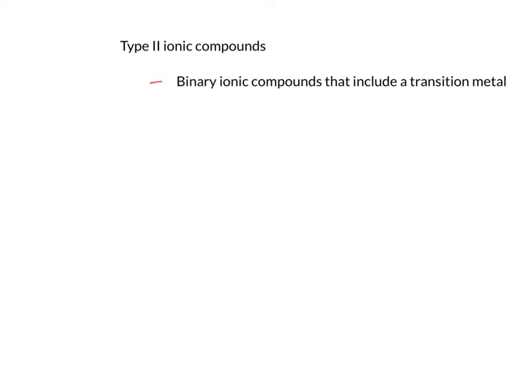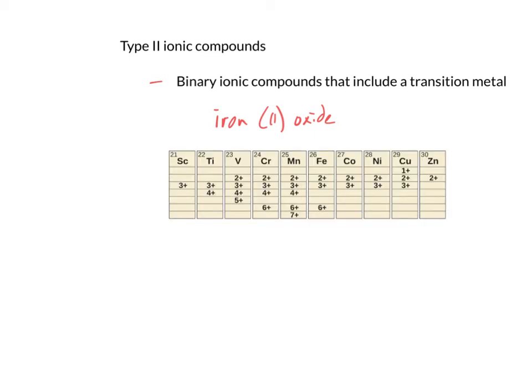Type 2 compounds are, again, binary ionic compounds, meaning they have two things in them, a cation and an anion, except in this group, the metal is a transition metal. And the example that I'd like to use first here is iron 2 oxide. Now you might be thinking, well, what's that 2? Well, the reason this group of compounds has a special naming system is because they include transition metals. And a lot of the transition metals on the periodic table exist in nature in multiple charges. And what do we mean by that?